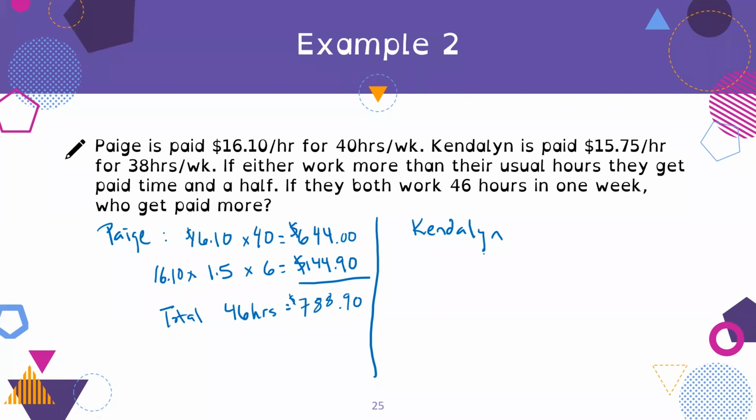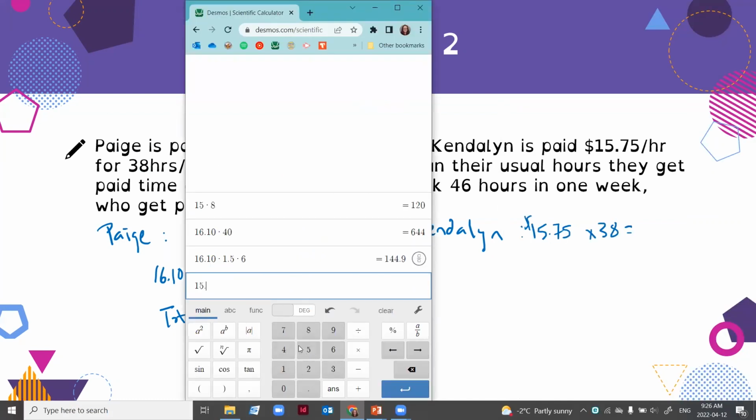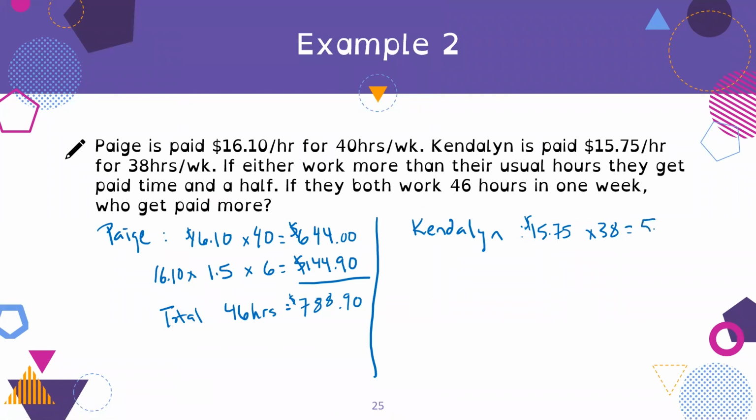We now need to figure it out for Kendallin. So Kendallin gets paid $15.75 for 38 hours a week. So let's do $15.75 times 38. So $15.75 times 38 is equal to $598.50. So their usual work is $598.50, but they also worked overtime.